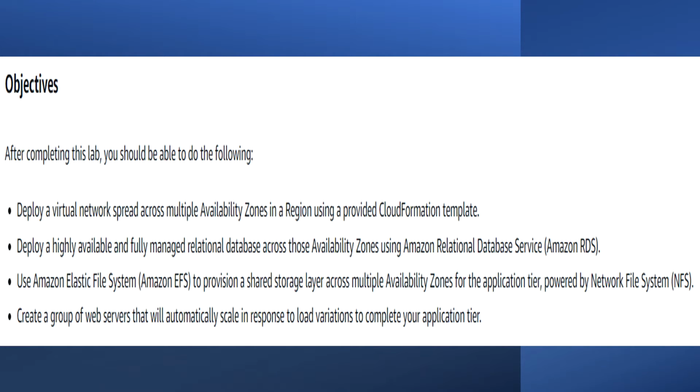Deploy a virtual network spread across multiple availability zones in a region using the provided CloudFormation template, and deploy a highly available and fully managed relational database across those availability zones using RDS, and using Amazon EFS to provision a shared storage layer across multiple availability zones, which is powered by NFS, network file system, and create a group of web servers that will automatically scale in response to load variations to complete your application tier.